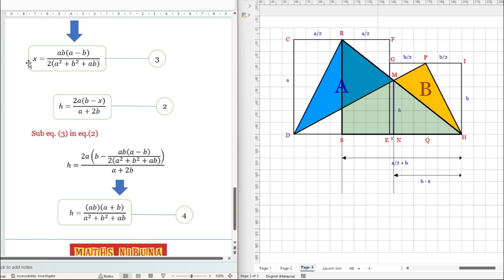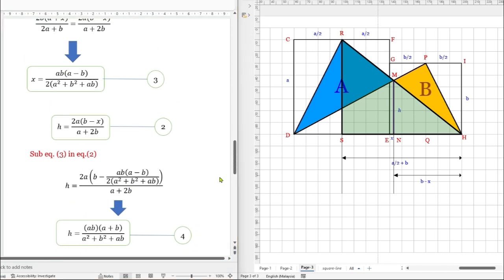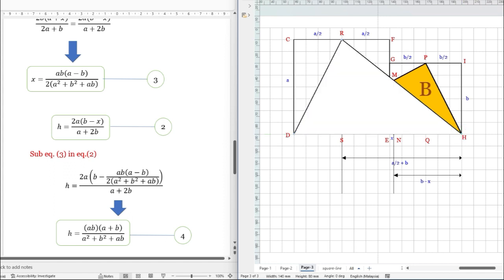So now we got our x in terms of a and b, and we got our h in terms of a and b. Okay, now next step. We already got our x and h. Next step is we have to consider our third triangle. This one I remove first. Our third triangle is I connect D to R, R to H, and H to D. Okay, this is my third triangle. Let's say give green color.